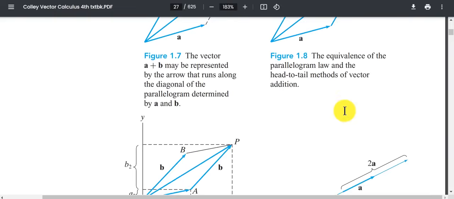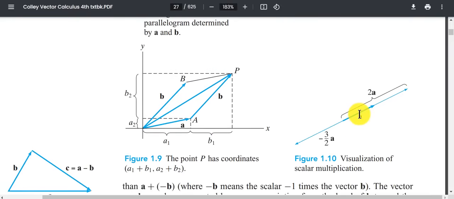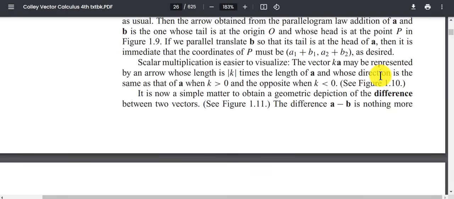And the answer is that if you take a and multiply it by 2, you get a vector which is twice as long, but in the same direction. So the point is that it doesn't change the direction, but it will change the magnitude, the length. And if you multiply by a negative scalar, it will flip it to the opposite direction and can change the length as well.